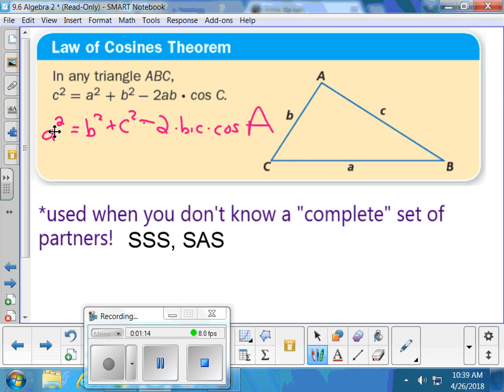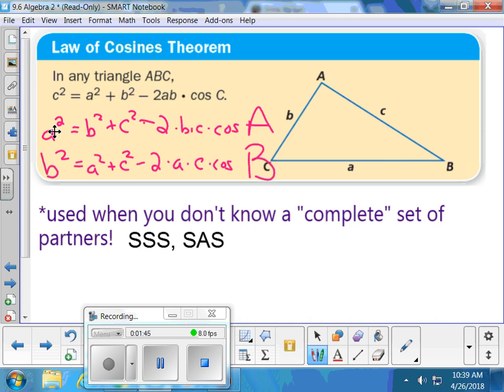The third version of the same exact formula would put a small b here. That would make it a large B over here. And then a small a and a small c here. So just depending on how your triangle is labeled is what version of the formula you'd use. I only have two versions of the formula on my formula board right now, so we never saw a triangle that would need the third version. So in your notes, only write down one version, that'd be fine. It is used when you don't know a complete set of partners.